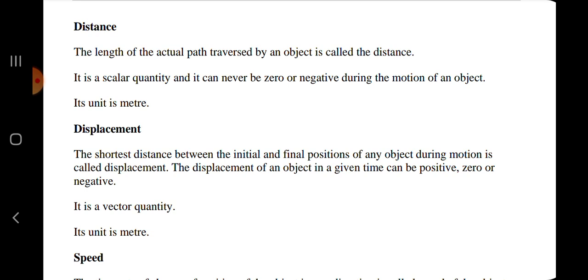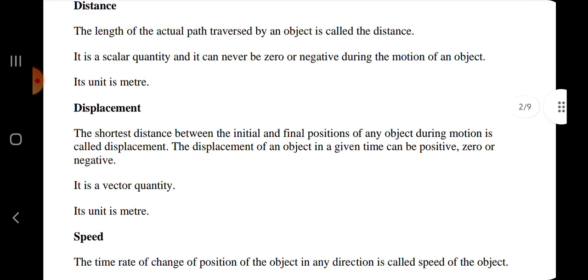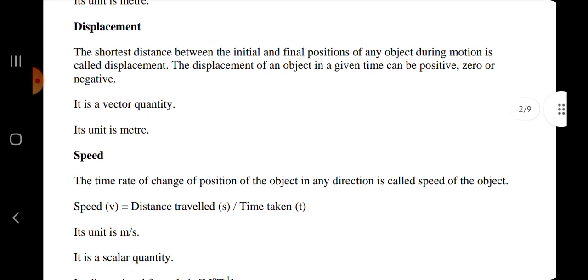It is a scalar quantity and it can never be zero or negative during the motion of an object. Its unit is meter. Then what is the displacement? The shortest distance between the initial and the final position. Please focus on this word: initial and the final position of any object during motion is called displacement. The displacement of an object in a given time can be positive, zero or negative. It is a vector quantity.